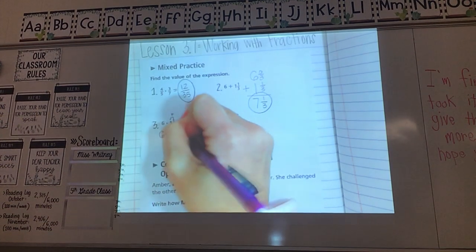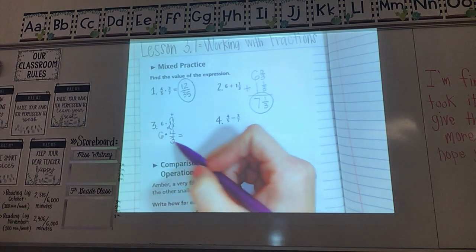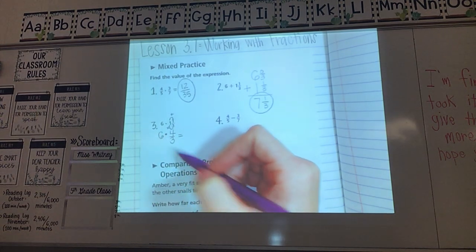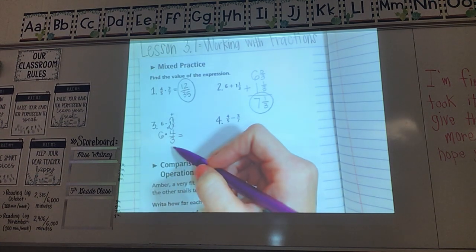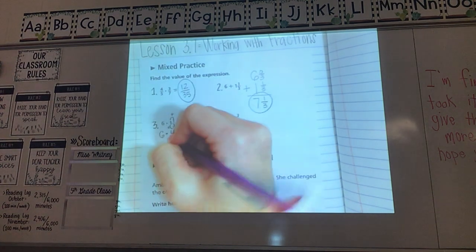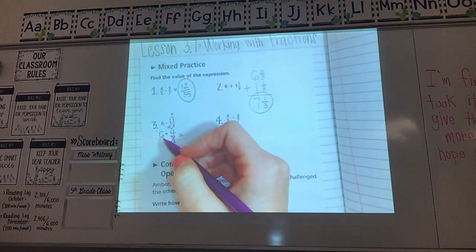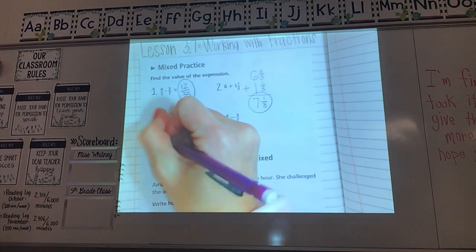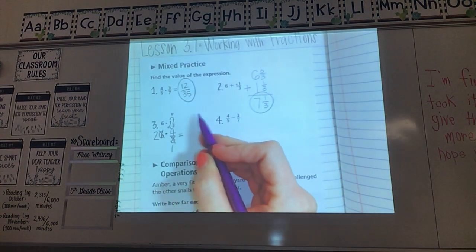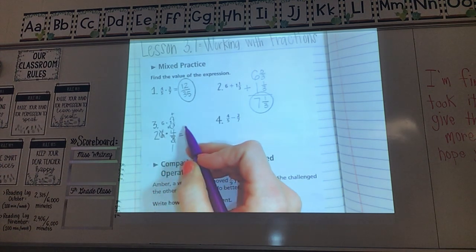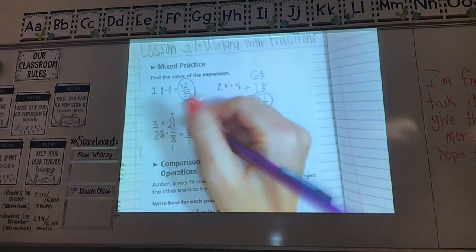4/3. Remember, I want to simplify if I can, so I look at my big number and the bottom. Is there anything I can do with 3 and 6 to simplify this? Yes, 3 will go into both of those. How many 3's will go into 3? 1. And how many 3's will go into 6? 2. Now when I multiply, I do big number times the top. So 2 times 4 is 8. Bottom number stays the same, so that's a 1.